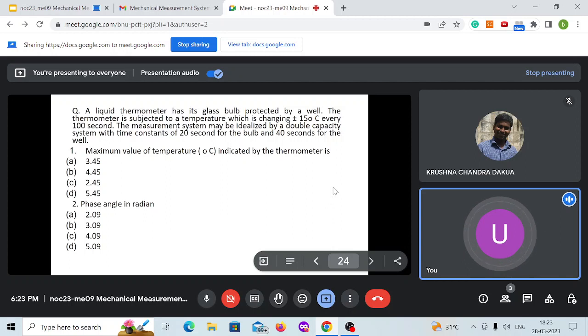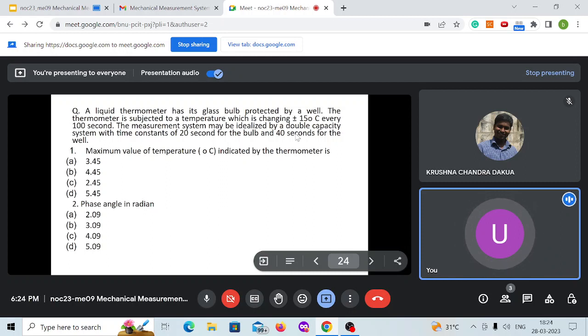I think we'll go over the solution. I'll just repeat the problem and then we'll see the solution. We have a liquid thermometer. We have to measure the temperature of some liquid. It's at some temperature T, and this thermometer is made such that you have a glass bulb, and the glass bulb is covered by an outer well. So you have two systems acting together, measuring the temperature with plus or minus 15 degrees Celsius.